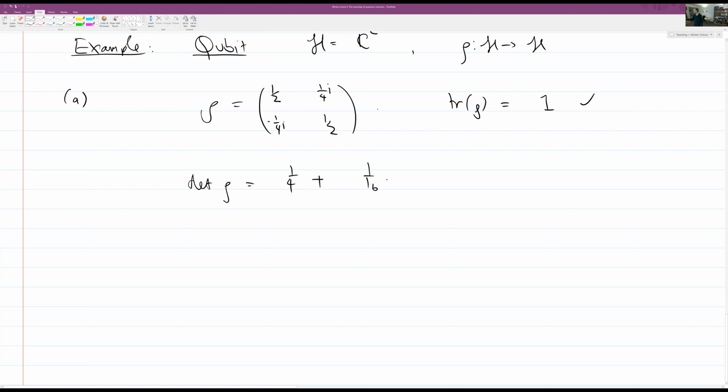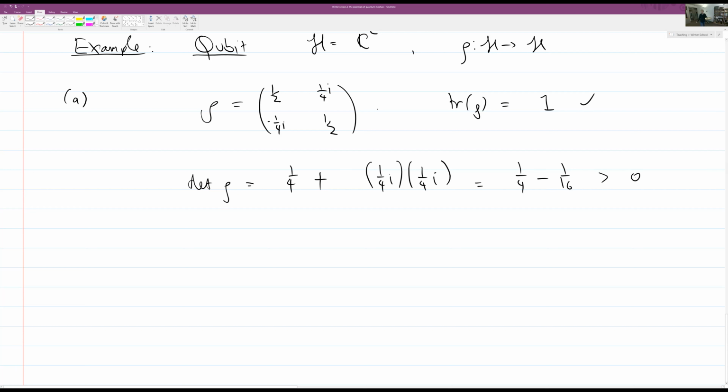One quarter plus, I'll just do it slowly. The problem with doing things quickly with too many i's on the board is that you miss a minus sign. And I think I did. So there's a minus, goes to a plus here, and there's a minus, yeah, okay. I did miss a minus sign. So it's a quarter minus a 16th. Now that number, whatever, if you care to work it out, is greater than zero, right?